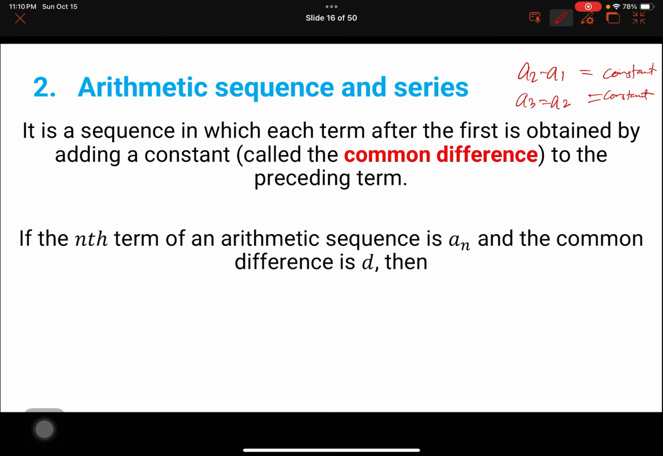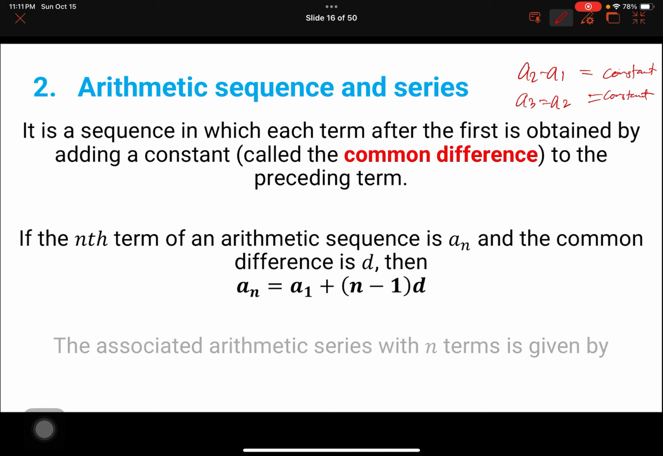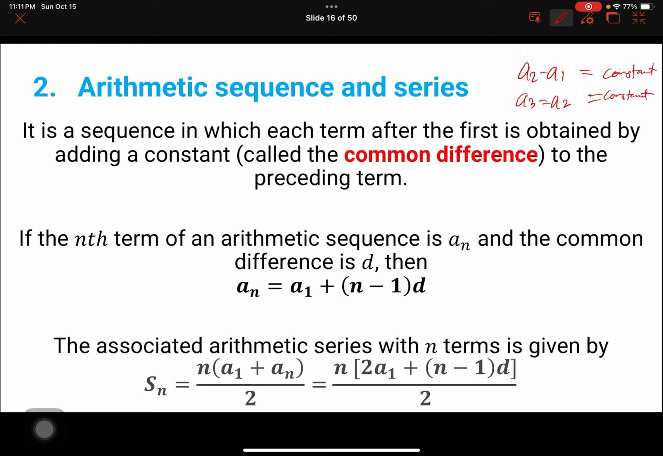Then, to find the nth term of an arithmetic sequence, we have a sub n, and the common difference is denoted as d. So, we have a sub n is equal to a sub 1 plus the quantity n minus 1 times d. And to find the associated arithmetic series with n terms, we have S sub n is equal to n times a sub 1 plus a sub n over 2.